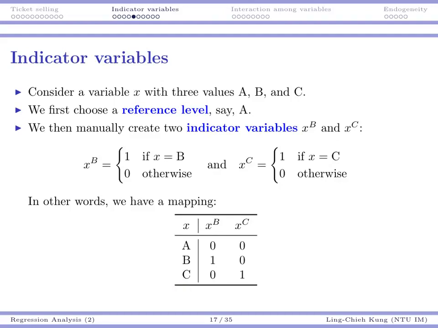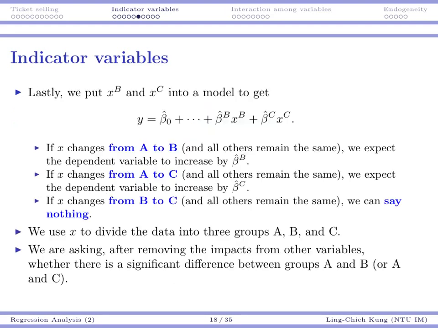So once we do that, then we can use these 2 binary variables to be our independent variables. We will not use x directly. We will use xb and xc. Then we have a valid regression model. So we will put xb and xc into our model and get something like this. Each of them will also get a coefficient. Then how may we interpret our model?